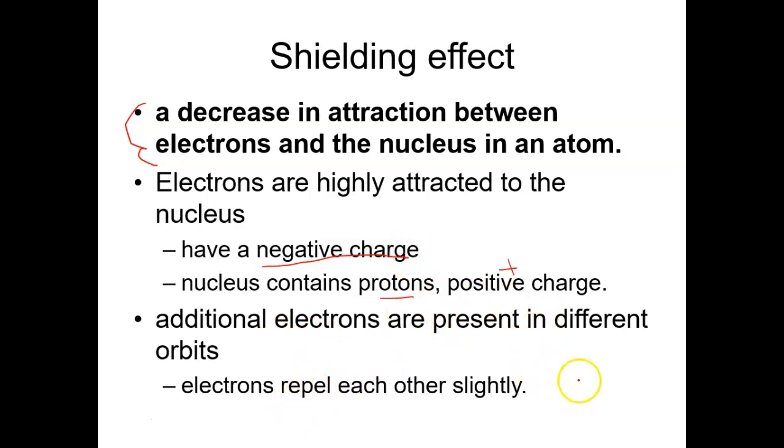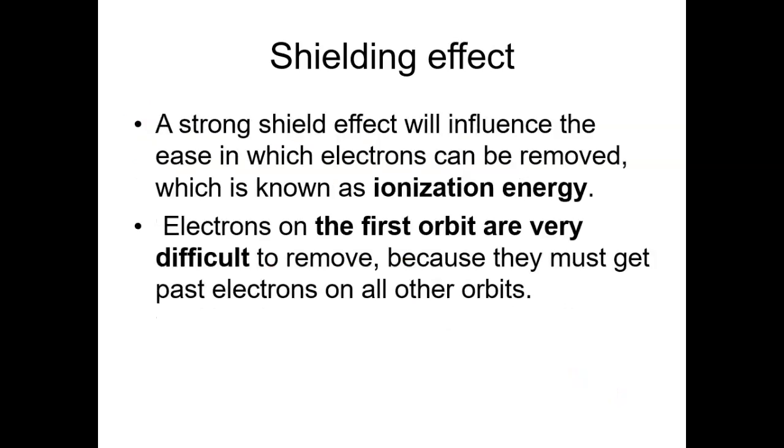Why? Because as you have your little shape here, your orbitals, okay? So there's your nucleus. You have two electrons right here. You add another one right here. These both have negative charges, so they're going to start trying to repel each other. They're going to try to repel away from each other and pull apart faster. So a strong shield effect will influence the ease with which electrons can be removed, because the further away they get from the nucleus, the easier they are to remove. And that is called ionization energy.